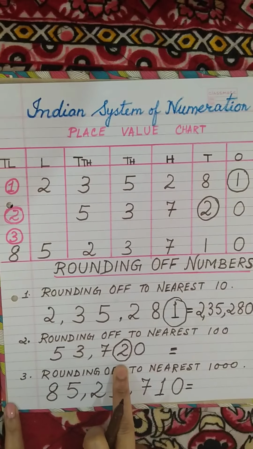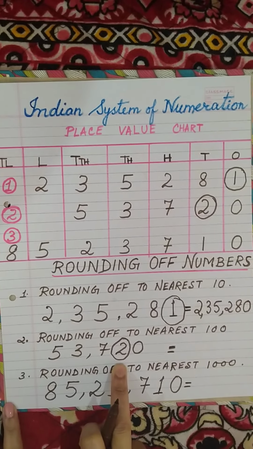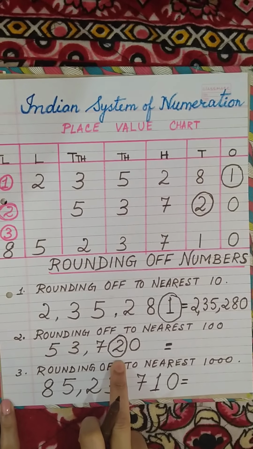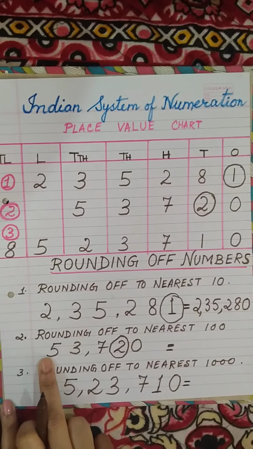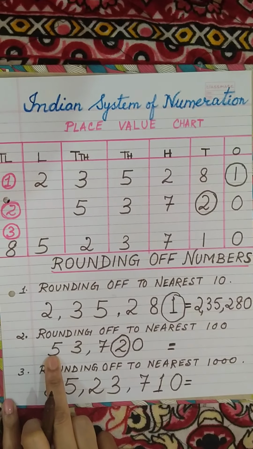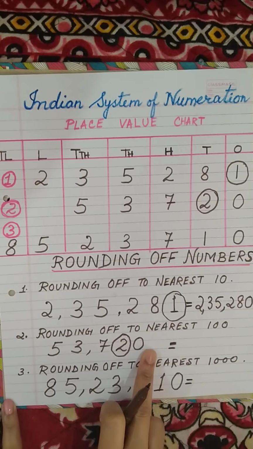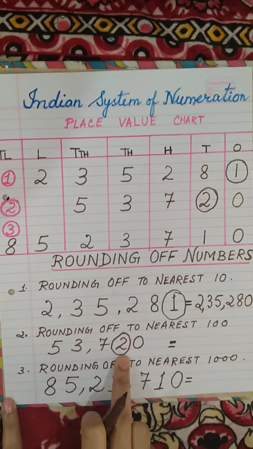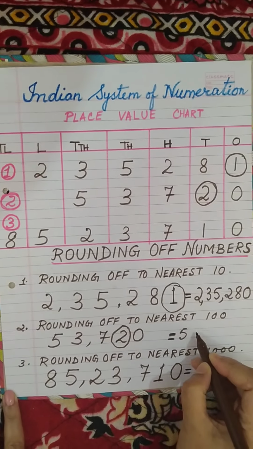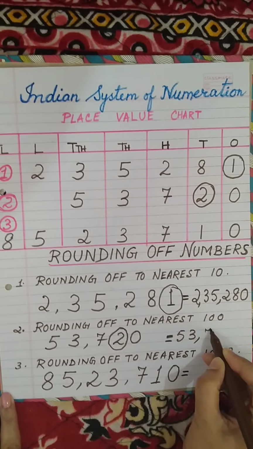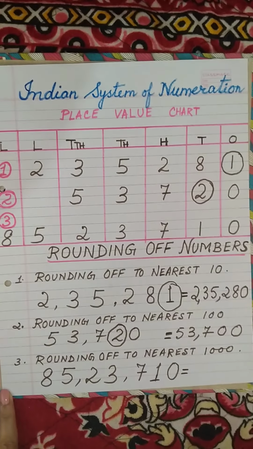Now this 2 is less than 5. According to the rule we learned, if the rounded off number is less than 5, all the digits at the left of it remain the same, but the right hand side digits turn to 0. So this number can be written as 5, 3, 7, 0, 0 after rounding off.